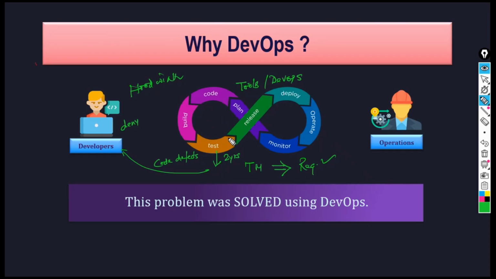But what happens when there are tools to say that there is a defect? Can a developer deny that? No, no denial, because these are proven tools that will say if there is something wrong, it is wrong. You have to accept it and go and make the corrections. So what happened is now the problem is solved. There was a gap. Now the dev and the ops are working together.